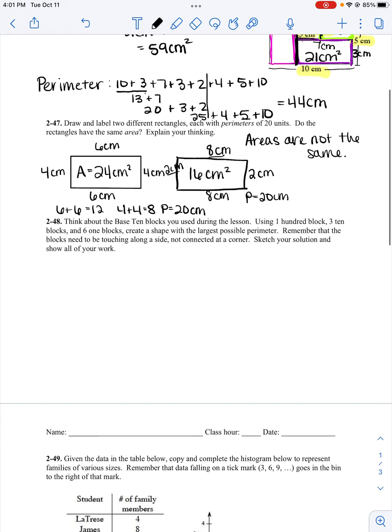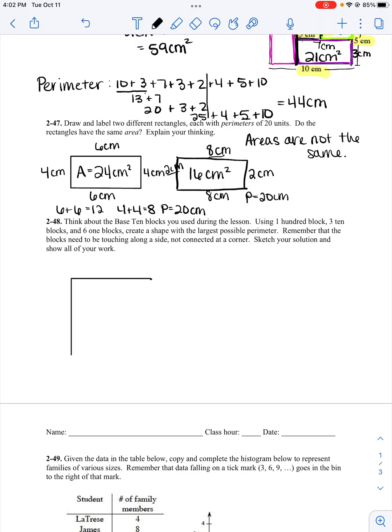Okay, problem 48. Think about the base 10 blocks you used during the lesson. Using a 100 block, 3 tens blocks, and 6 1 blocks, create a shape with the largest possible perimeter. Remember that the blocks need to be touching along a side, not connected at a corner. Sketch your solution and show all of your work.